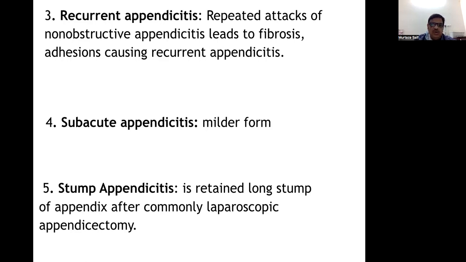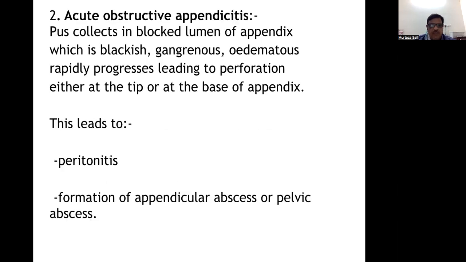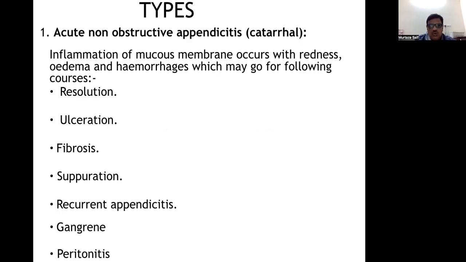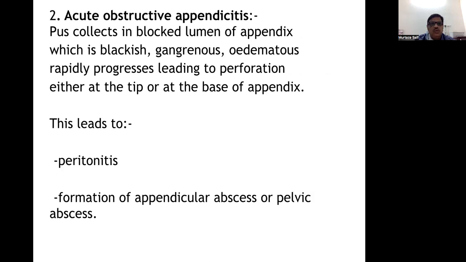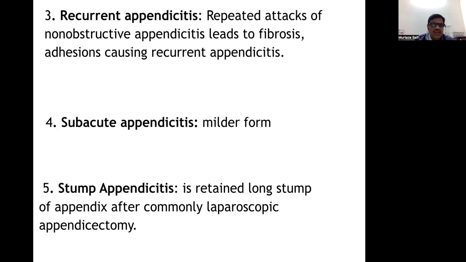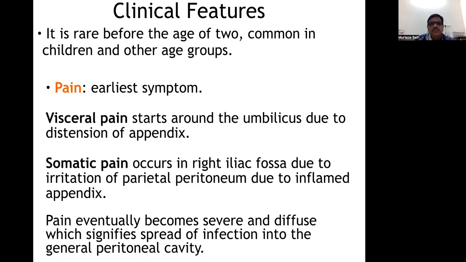It may cause subacute appendicitis, a milder form of appendicitis. The fifth form is stump appendicitis. It occurs when a long stump of appendix is retained, most commonly after laparoscopic appendicectomy. So these are the five types of appendicitis: acute non-obstructive, acute obstructive, recurrent appendicitis, subacute appendicitis, and stump appendicitis.